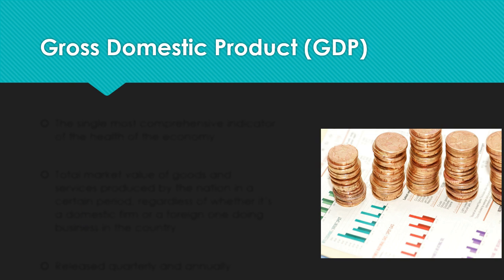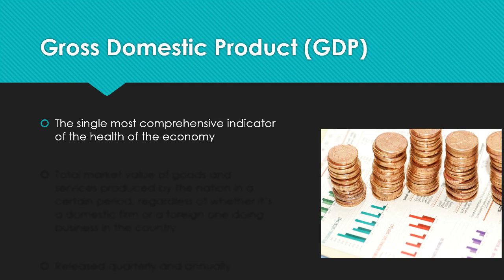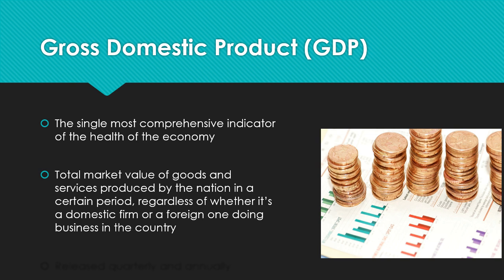So the first one we're going to look at is GDP. This is the most important and also the single most comprehensive indicator of the health of the economy. It's like the king of all the economic indicators. And the second paragraph shows its meaning: the total market value of goods and services produced by the nation in a certain period of time, regardless of whether it's a domestic firm or a foreign firm doing business in this country.